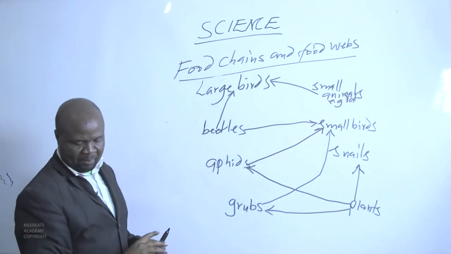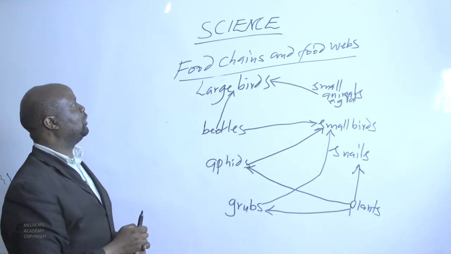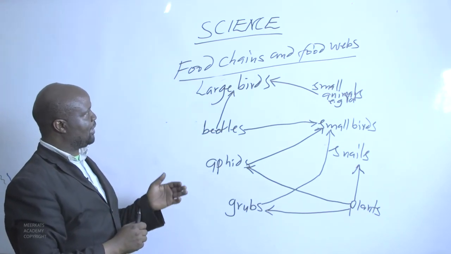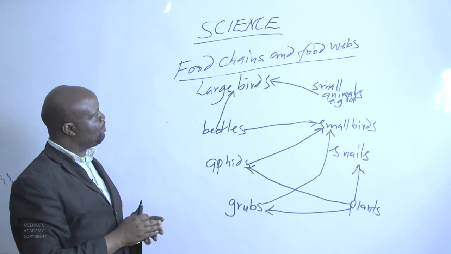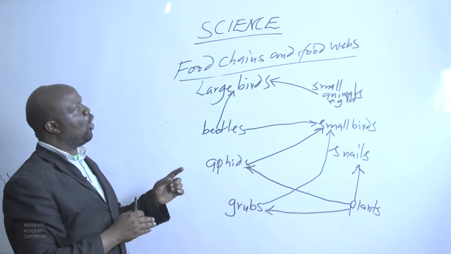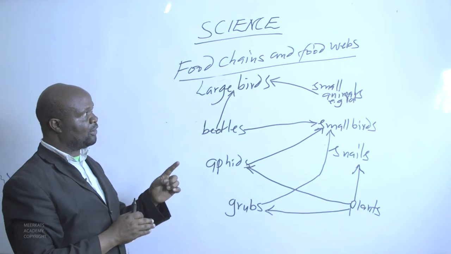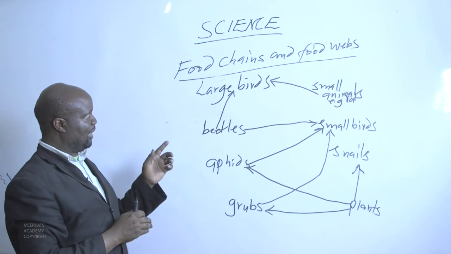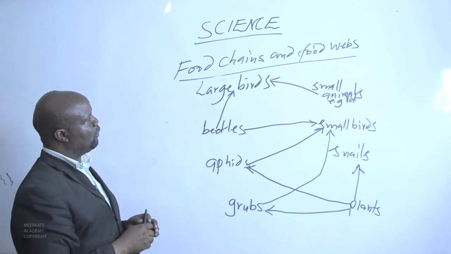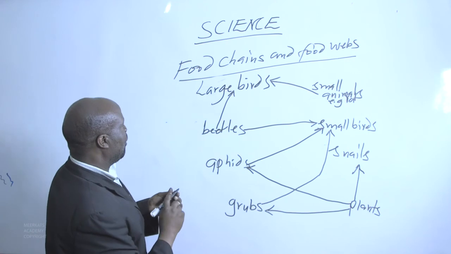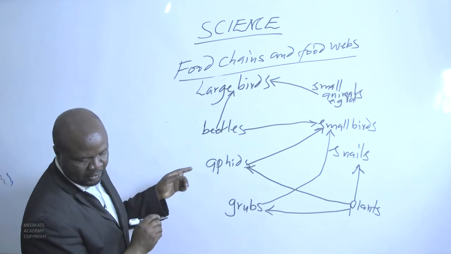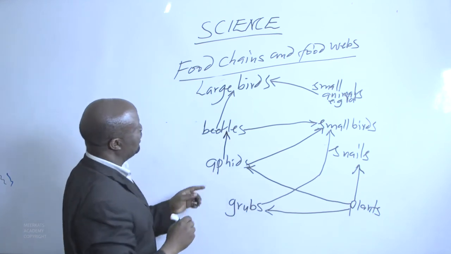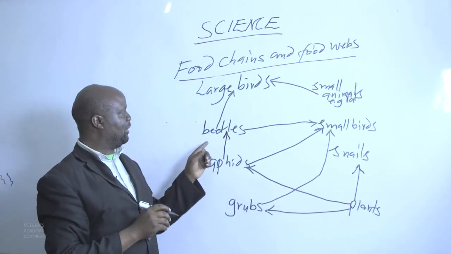Now, the above diagram is showing what we call a food web. It is explaining that we can have a larger bird, and this larger bird can feed on small animals like rats, and it can also feed on beetles. That's what the food chain there is showing. But we are also seeing that beetles can feed on aphids, so we can have an arrow from aphids pointing towards the beetles.